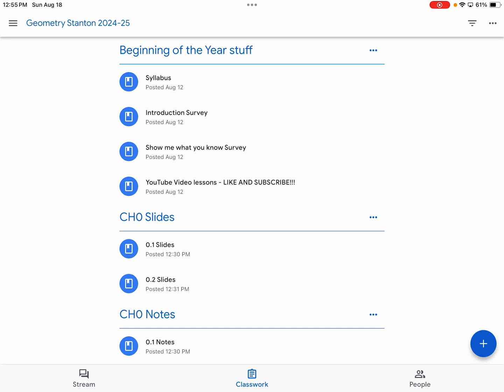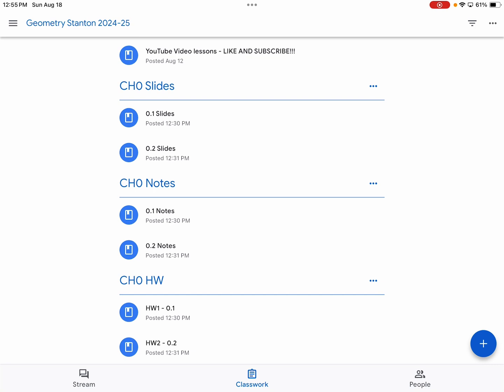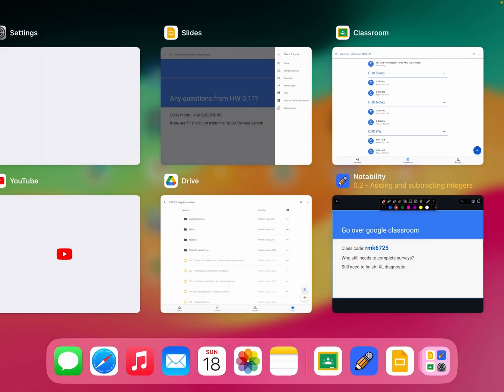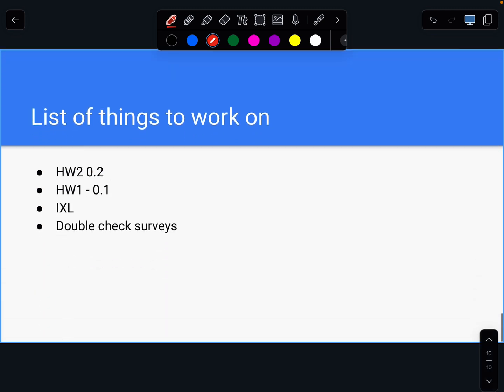And then every single chapter is broken down into 3 sections: slides, notes, and homework. Okay, you already did 0.1. You filled out the 0.1 notes by using the 0.1 slides, and also did the homework. Okay, so this is what your Google Classroom will always look like. Please make sure if you haven't finished your surveys, both the Get to Know Me survey and the Show Me What You Know survey, make sure you get those done, and then also make sure you're still working on your IXL diagnostic.